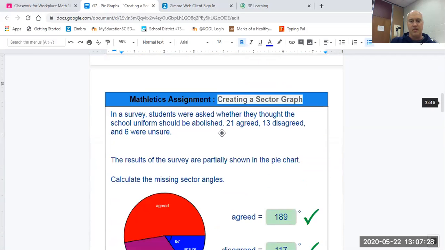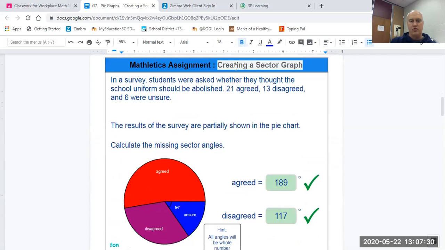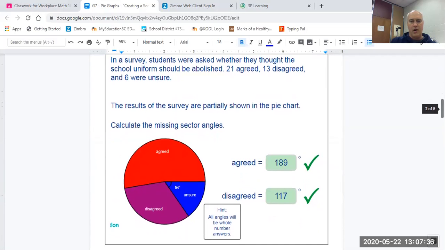So let's take a look at some of these assignment questions. The Mathletics assignment, once again, is called creating a sector graph, and this is an example of what the first question might look like. It says, in a survey, students were asked whether they thought the school uniform should be abolished. 21 agreed, 13 disagreed, and 6 were unsure. And it says the results of the survey are partially shown in the pie chart. Calculate the missing sector angles.